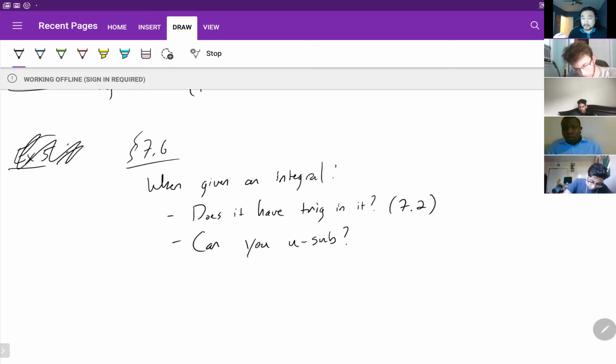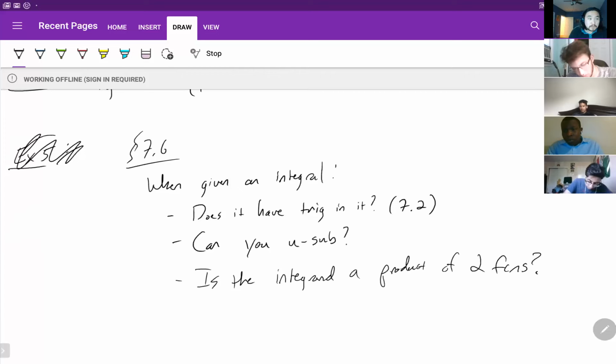I didn't cover u-sub with you guys; I assume you know it by now. With u-sub, you have to see the derivative of a piece appear somewhere in the problem. That's how you know you can use sub. Next: is the integrand a product of two functions? That tells you integration by parts, which was 7.1, I think.